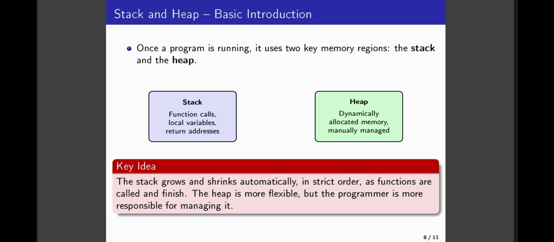So while a program is running, it actually uses two distinct regions of memory, the stack and the heap. The stack handles function calls, local variables, and return addresses. The heap handles dynamically allocated memory, memory that's requested and managed while the program is actually running. The stack grows and shrinks automatically in strict order as functions are called and finished. The heap is more flexible, but the programmer is more responsible for managing it themselves, which is exactly why heap related bugs tend to be trickier than stack related ones.